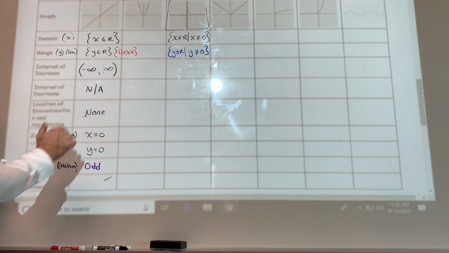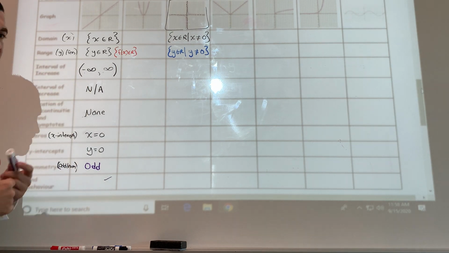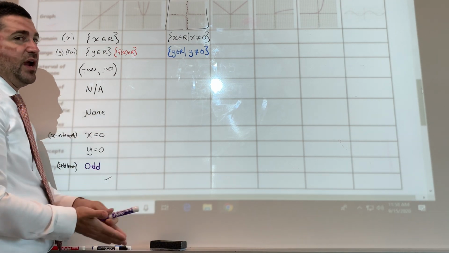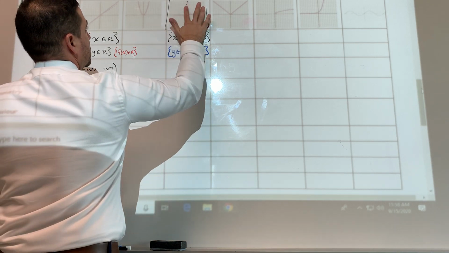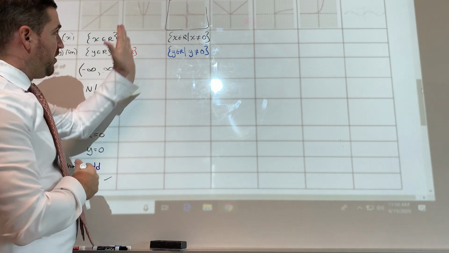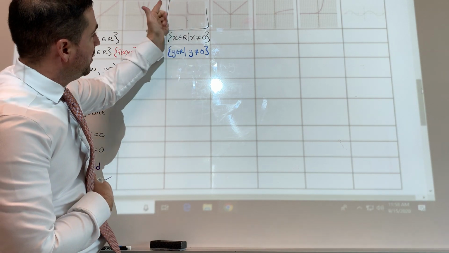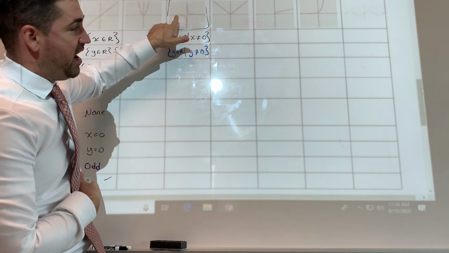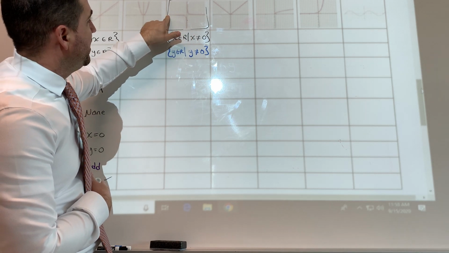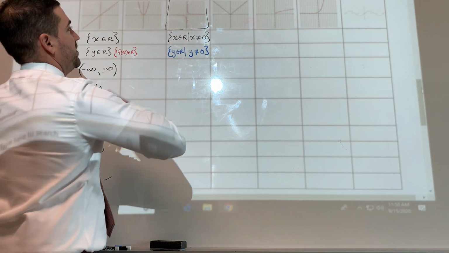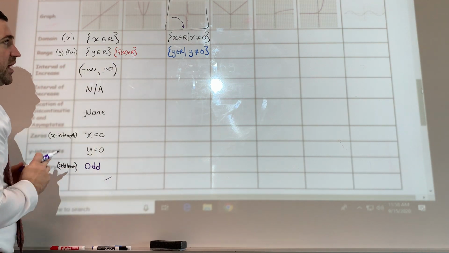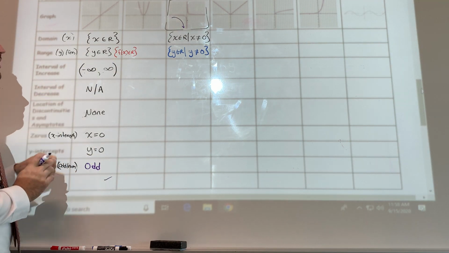Okay, so now intervals of increase and intervals of decrease. Again, you have to read it left to right when you're doing intervals. So if I look at my graph going left to right, what is happening to the first part of the graph? Well, it goes here and then goes downwards. So here is a decrease. This is a decreasing graph if we read it left to right. So we're going to have an interval of decrease.